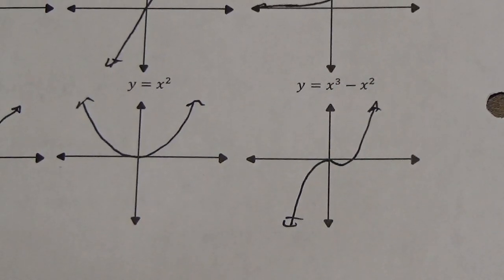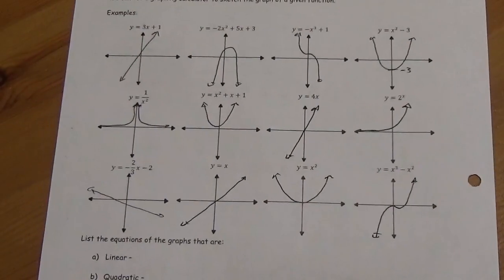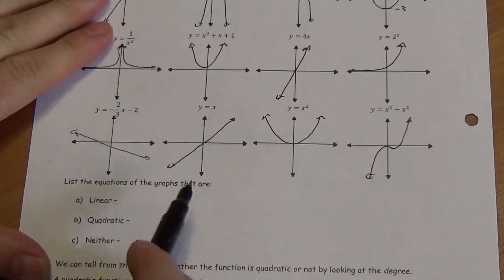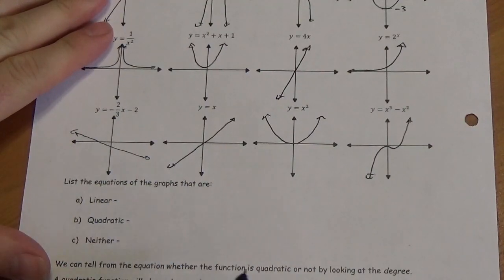Now I'm going to zoom out here. Let's have a look at what these graphs all look like. Okay, so you can see them all here. Now in the next little section, I want to identify the graphs here that are linear and the ones that are quadratic.